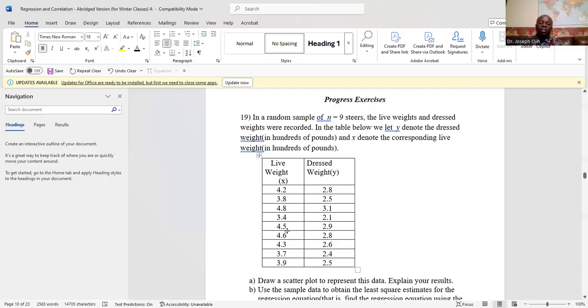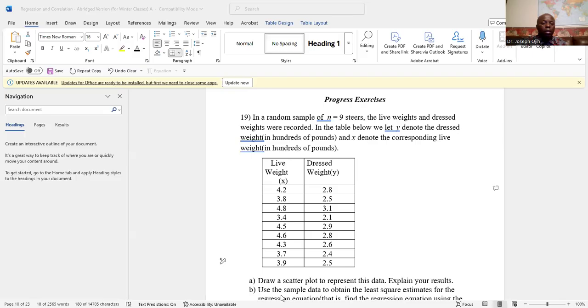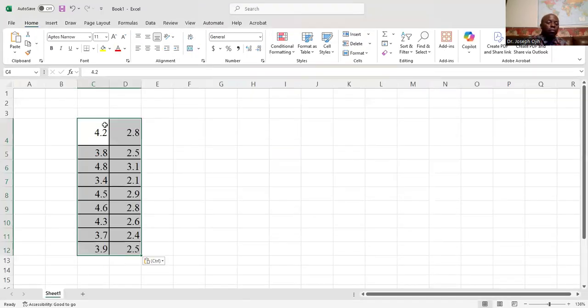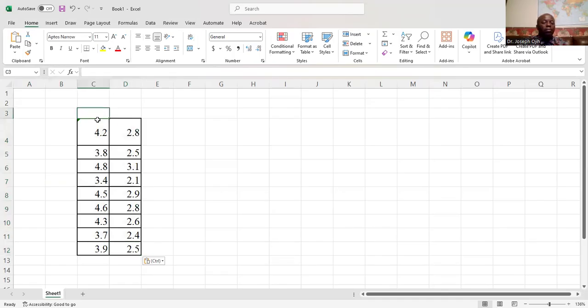Excellent. So let's do it. Since we are using Excel, the first thing is to put this data in Excel. You can type it in, or you can copy it from here, Control C, and paste it in Excel, Control V. Right here is the workbook we'll be using. I'm going to make this wider. I think it's good enough. If you remember, the left side is the live weight and the right side is the dress weight.